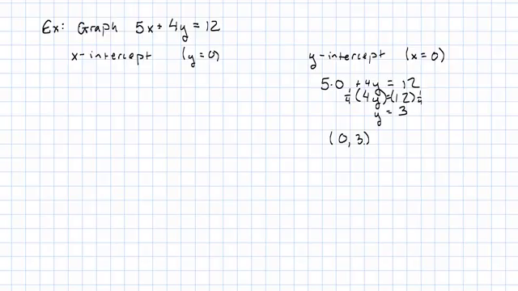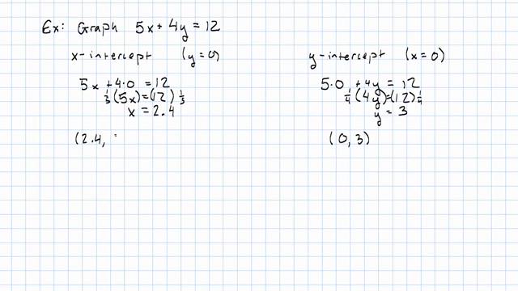But what about our x-intercept? When we plug in y equals 0, we get 5x plus 4 times 0 equals 12. 4 times 0 is just 0. 5x equals 12. Multiply both sides by 1/5, and we get x equals 2.4. Our x-intercept is 2.4, comma 0.